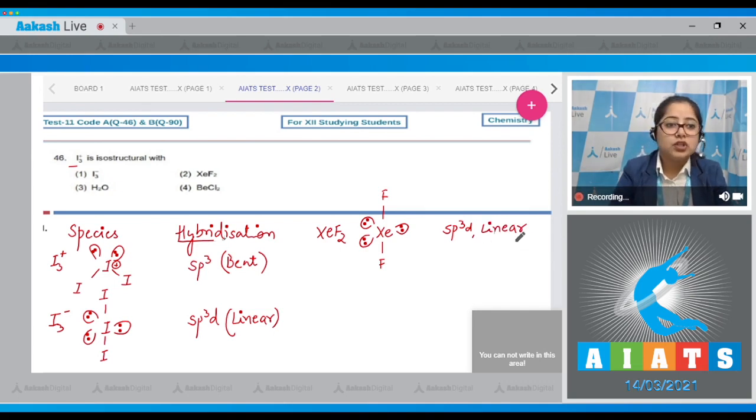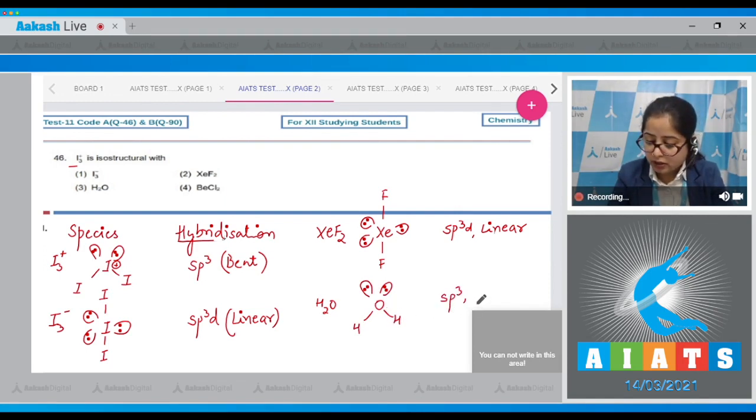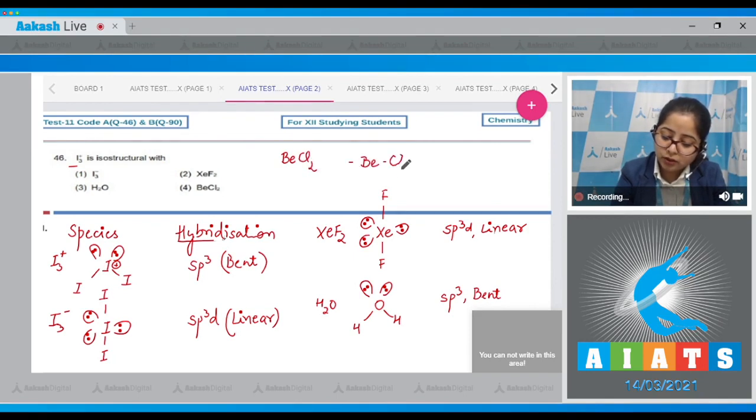Moving to next, which is H2O. Here oxygen is surrounded with two hydrogen atoms and two lone pairs. So the hybridization of oxygen is sp3 and the shape is bent. Moving to the last molecule, BeCl2. Here beryllium is surrounded with two chlorine atoms and the shape is linear.